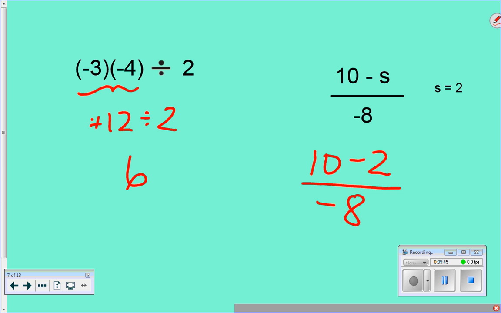What do I have to do first in this problem? I've got to solve the top first. 10 minus 2 is 8. And then I'm going to divide by that negative 8. So I have a positive and a negative, two different signs. So what's my answer going to be? Negative. Negative what? Negative 1. I think I heard somebody say 0.